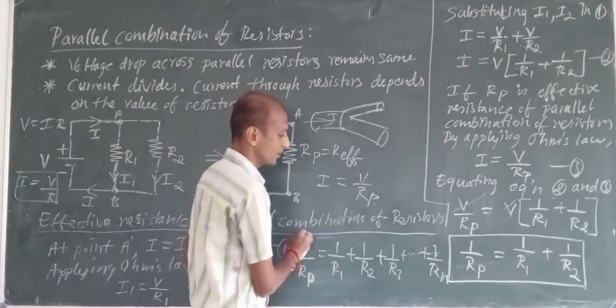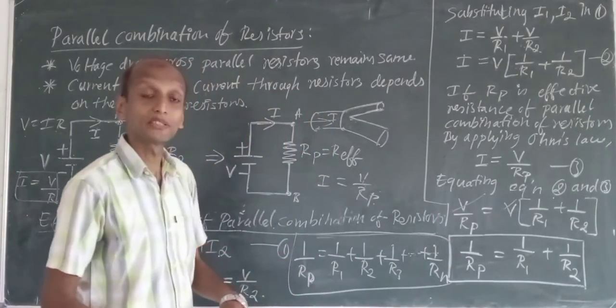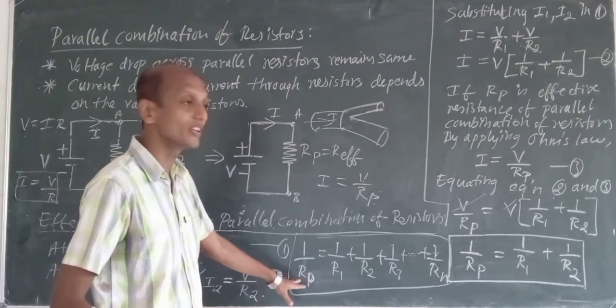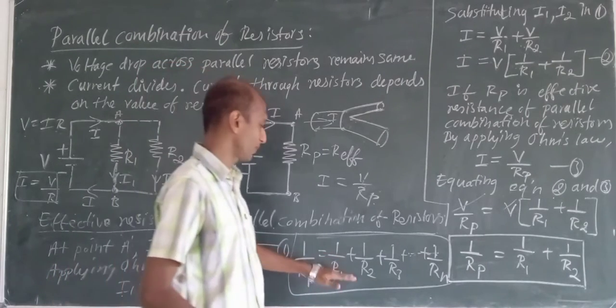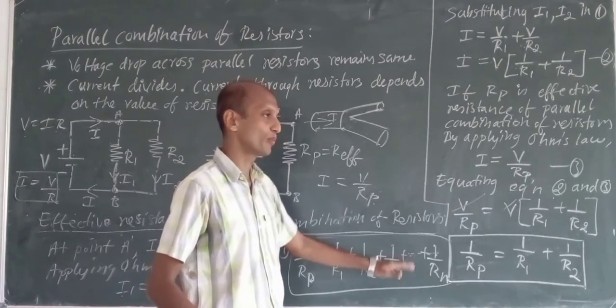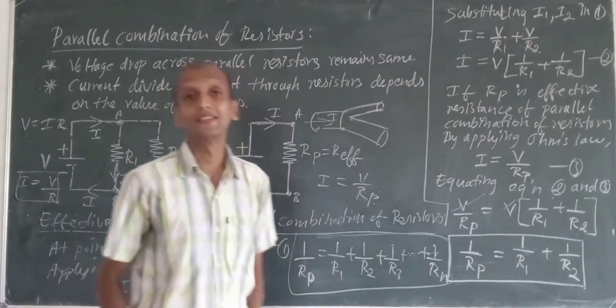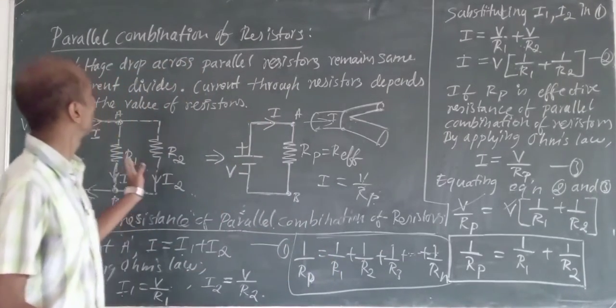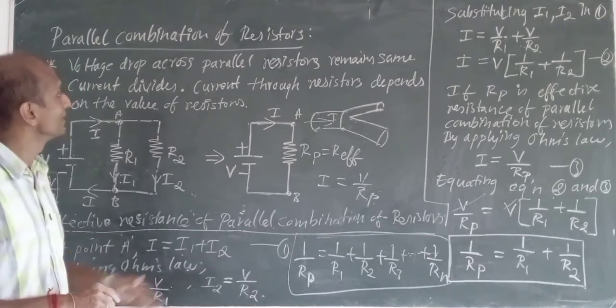So this is how I can go for the total resistance. For a parallel combination of resistances, as a general equation, 1 divided by Rp will be equal to 1 divided by R1 plus 1 divided by R2 plus 1 divided by R3 and so on up to 1 divided by Rn. This is where we will be understanding the parallel combination of resistors.